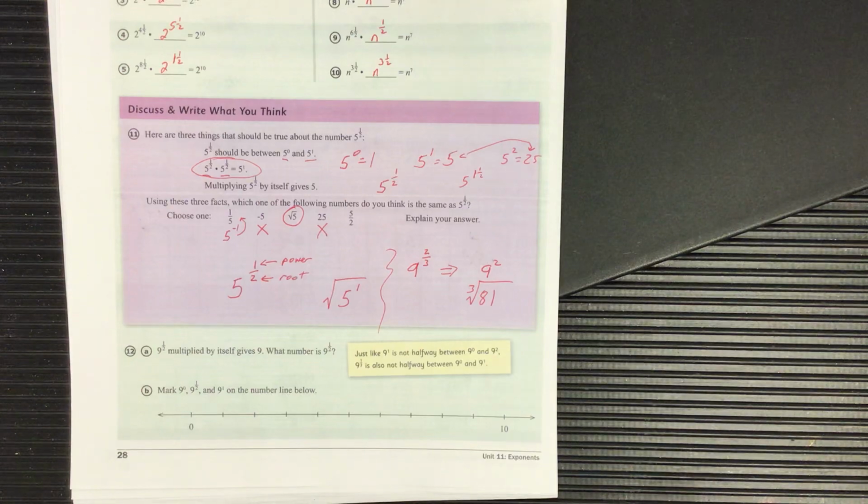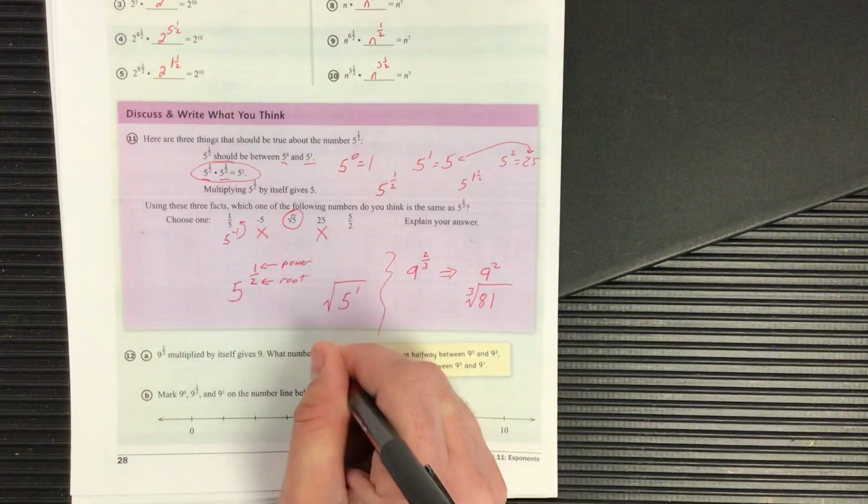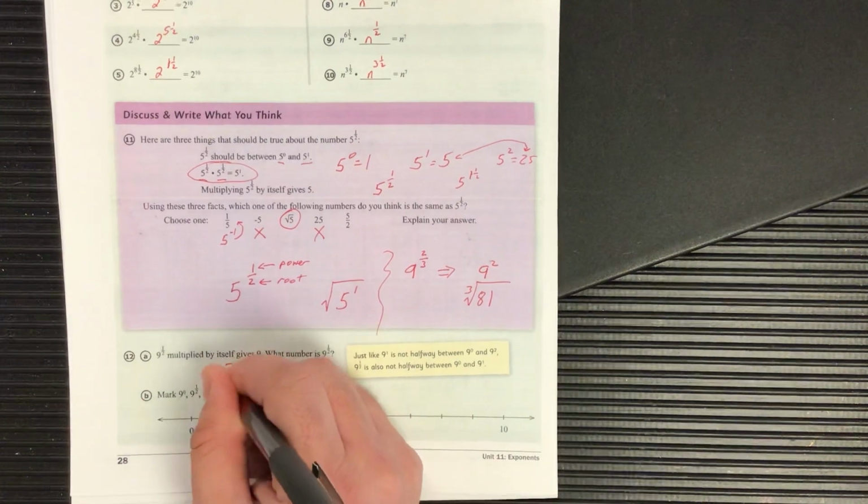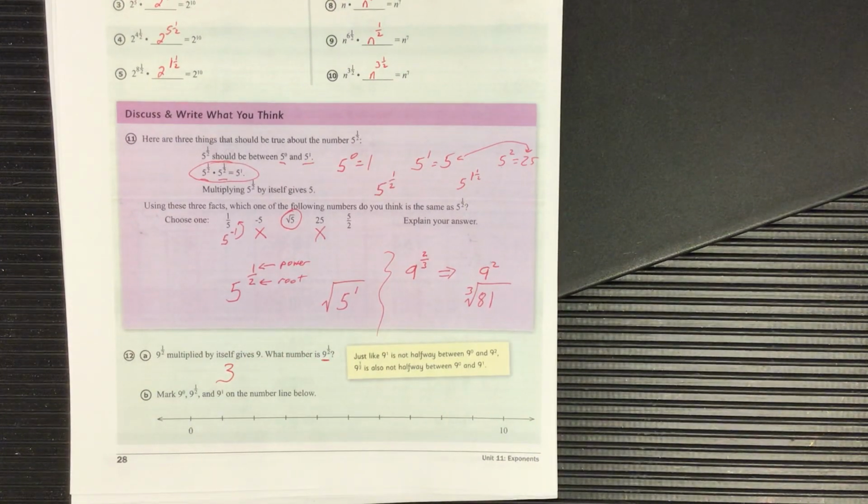It says 9 to the 1/2 multiplied by itself gives us 9. So what is 9 to the 1/2? So what times itself would give you 9? 3. 3 times 3 gives you 9.